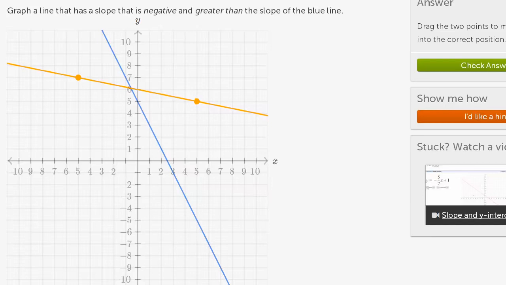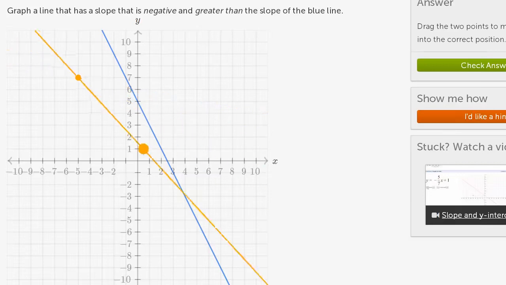As x is increasing, your blue line is going down. Over here, when x has negative values, your y value is quite high. And here, when x has positive values, your y value has gone all the way down. So this has a negative slope, but we want to have a slope greater than this one. So we still want to have a slope that is negative. So my orange line currently has a negative slope, and greater than the slope of the blue line. So it has a negative slope, but it is less negative than this blue line right over here.